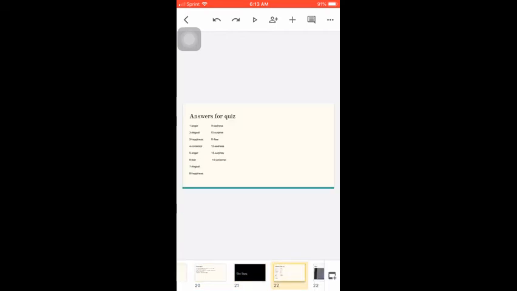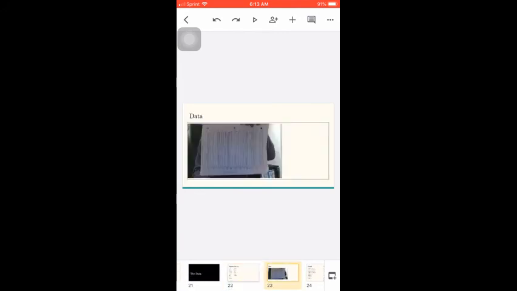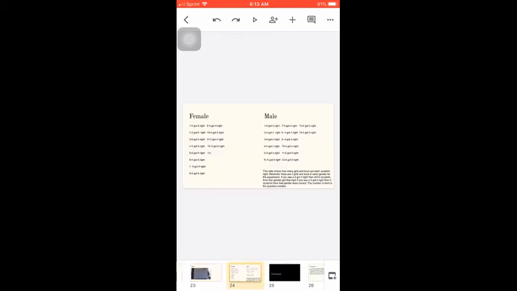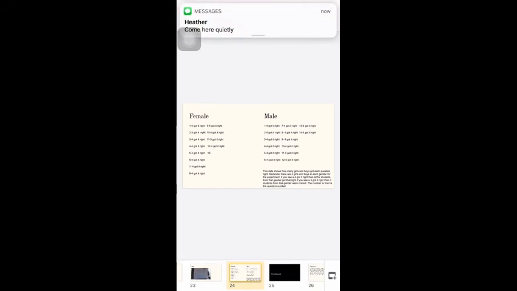So my data, answers for the quiz. Data, this isn't very good, but if you can't read this, you can go ahead and look at this. And there's the instructions on how to read it down here.